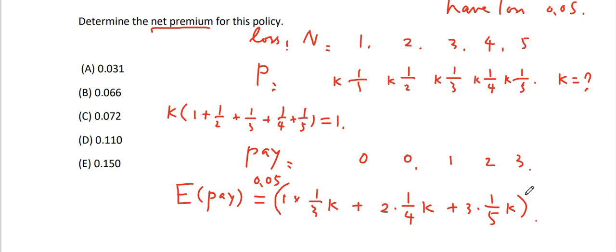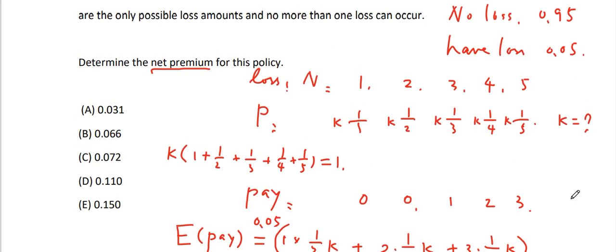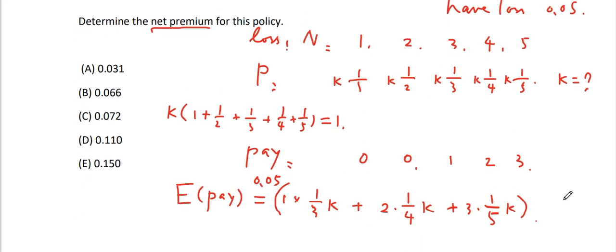Okay, so here we need to find k first. From here find k, and then plug it in here and multiply by 0.005. So here we still have some calculation to do, right? Don't forget to multiply by 0.005, because only in this case can a payment happen.